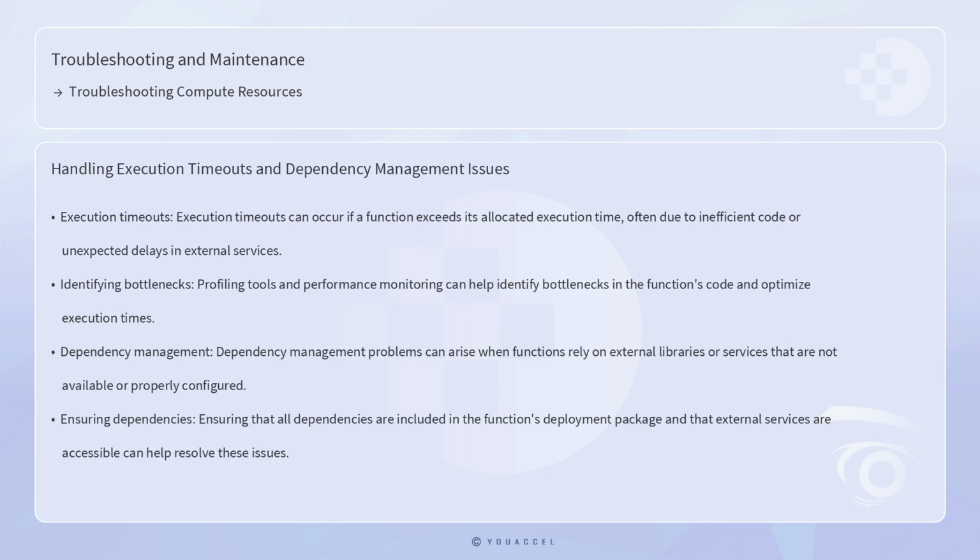Execution timeouts can occur if a function exceeds its allocated execution time, often due to inefficient code or unexpected delays in external services. Profiling tools and performance monitoring can help identify bottlenecks in the function's code and optimize execution times. Dependency management problems can arise when functions rely on external libraries or services that are not available or properly configured. Ensuring that all dependencies are included in the function's deployment package and that external services are accessible can help resolve these issues.